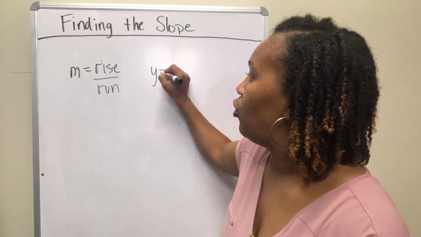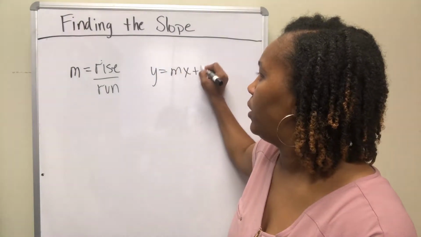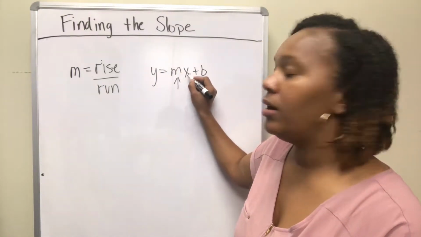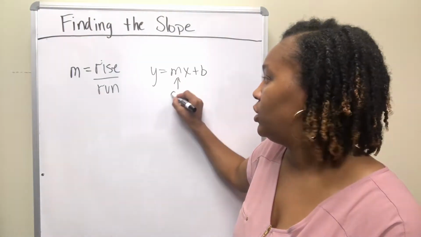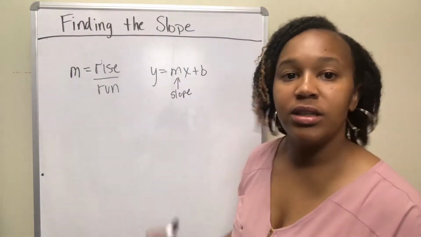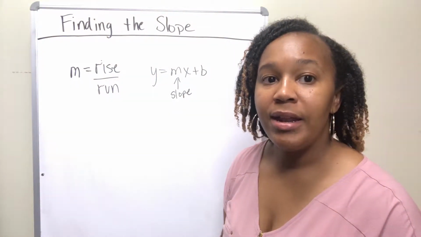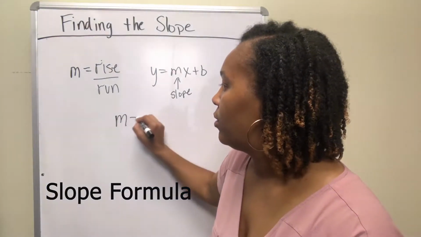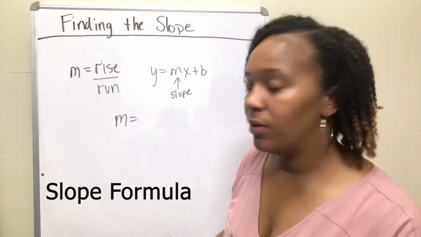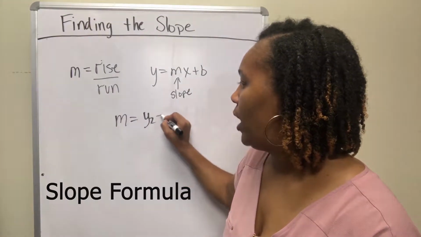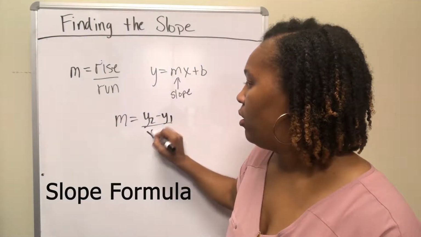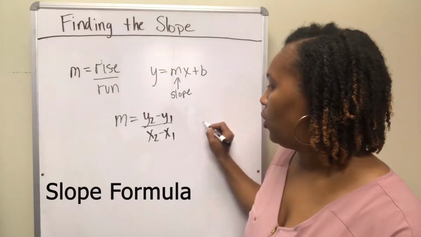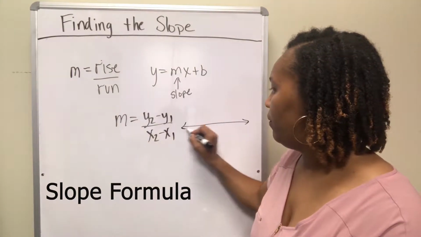If you have the slope intercept form, which is y equals mx plus b, then the number that's in front of the x is your slope. So that's another way to find the slope. And now there is a slope formula which measures the rise over the run, which is y2 minus y1 over x2 minus x1. So where does that formula come from?